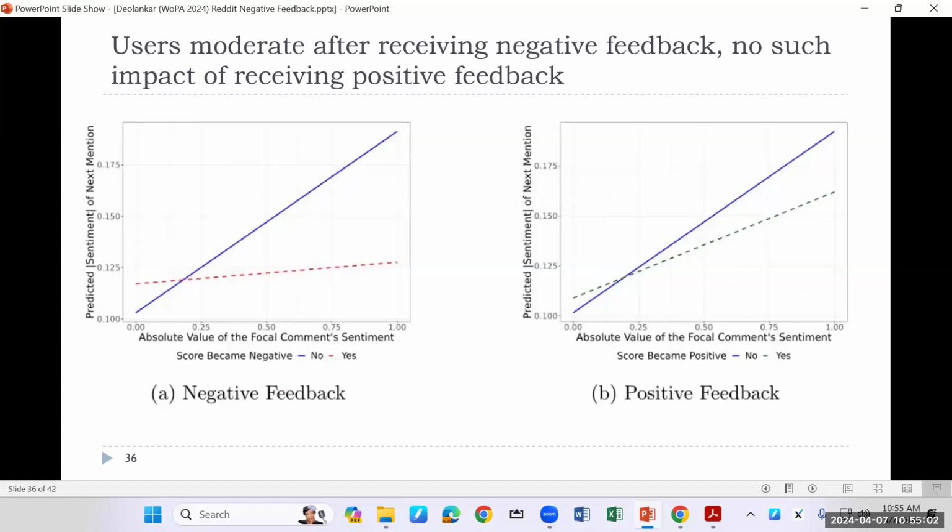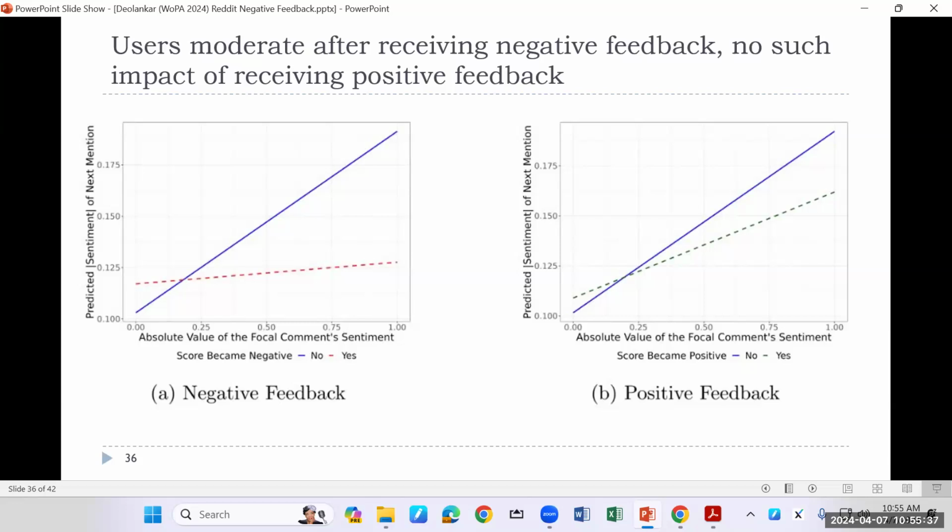And here's what we find. The left side is the effect of negative feedback. The right side is the effect of positive feedback. Focus on the left side. On the left side, the x-axis is the intensity of the original comment. The y-axis is the predicted intensity of the first next mention of the salient entities in the original comment. The solid line shows instances where the original comment score decreased, meaning it experienced negative feedback, but that feedback was not accompanied by a sign change in the score.